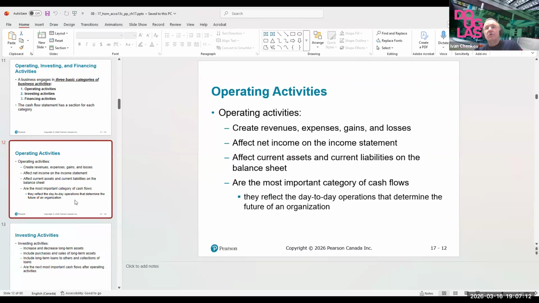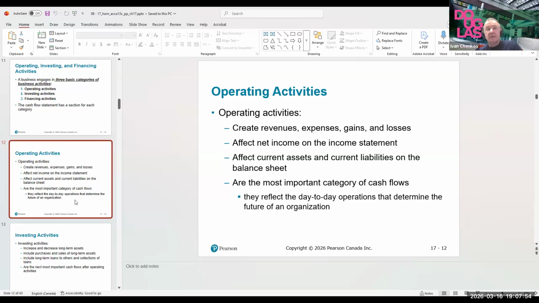Operating activities. In operating activities, we're going to catch everything that creates revenue, expenses, generates gains, and generates losses. We're going to chase what's the effect on the net income on the income statement. We're going to chase the effect of the current assets and current liabilities on the balance sheet. This probably is the most important part of the cash flow statement. Why? Because it gives you an idea of what the company can generate from the operating activity for which the company was created.